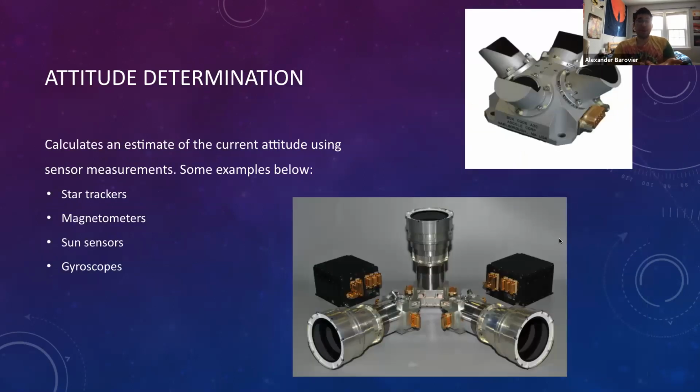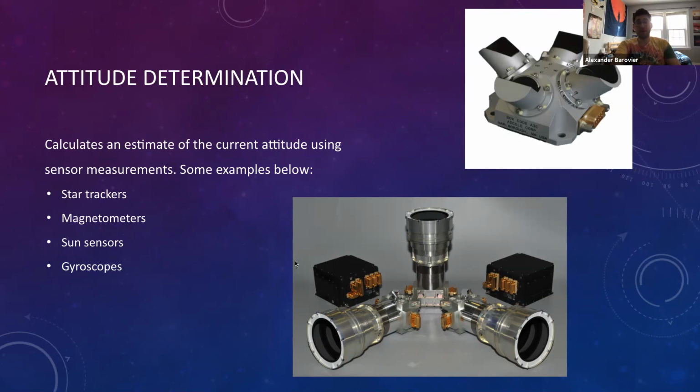Attitude determination is the other thing I mentioned. It's basically estimating what your current attitude is, and you need to do it for any active control system, because you need to know what your current attitude is to know what you're going to be doing. Like, what are you going to do with your magnetorquers? You need to know what the current attitude is. And to do that, there are lots of different sensors that you can use to estimate this.